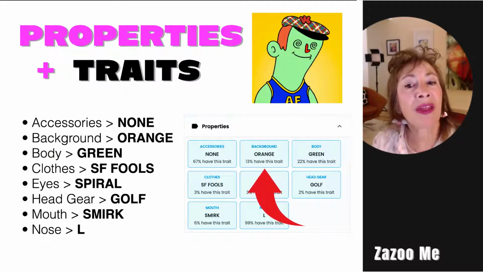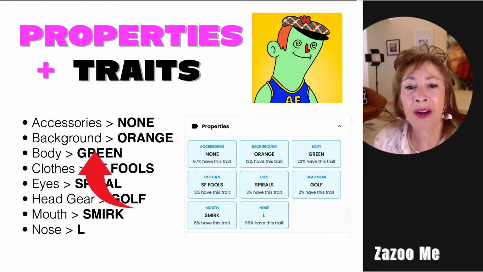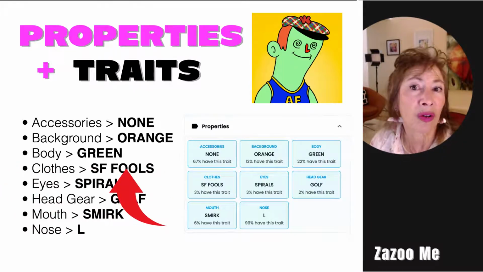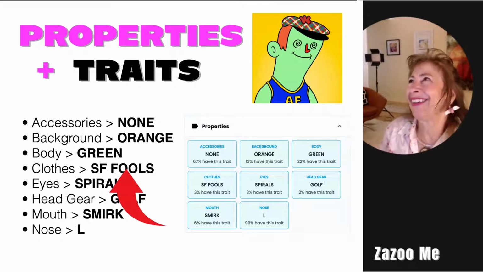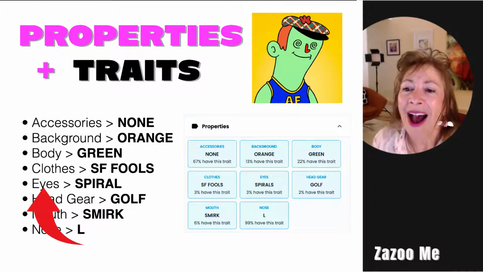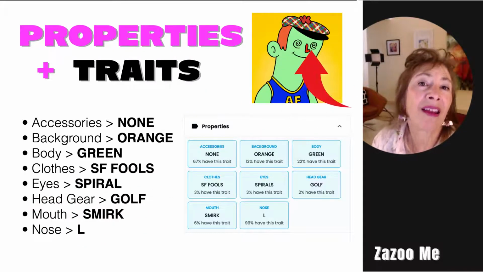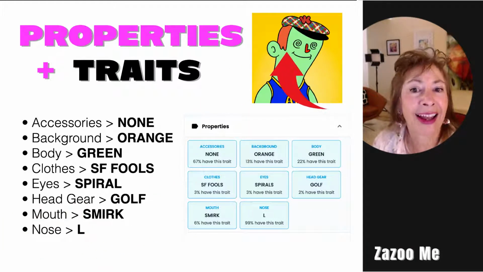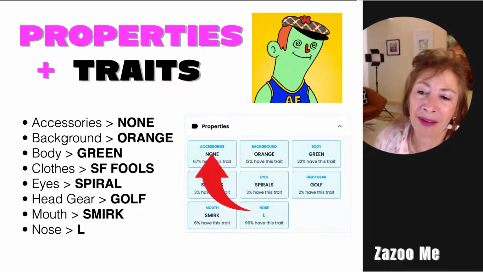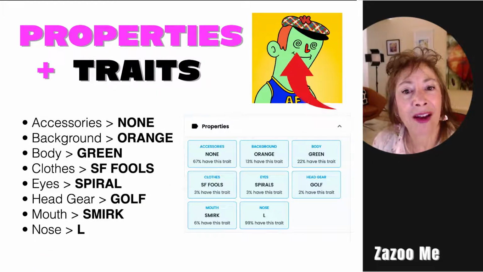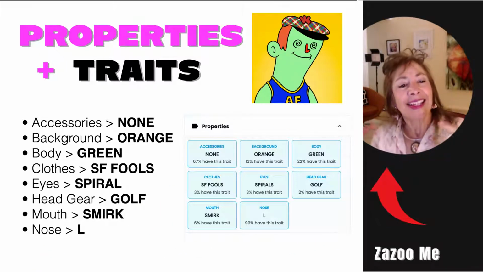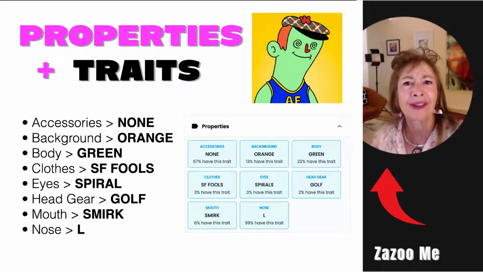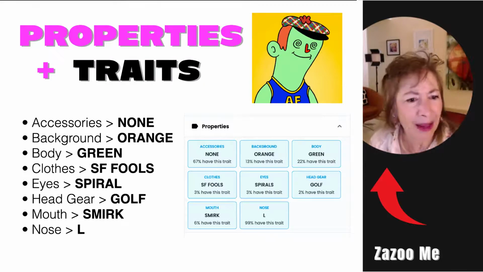Background, orange, only 13% have this trait. Body, green, only 22% have this trait. Clothes, SF Fools. I don't even know what that means. Eyes, spiral. I love the eyes. Headgear, golf, so it's a golf hat. Mouth, smirk. I mean, that's a really cute little mouth. It doesn't look like a smirk to me. And nose, L-shaped. And this is how you begin to understand what the layers are, how they work, how to place them on there.